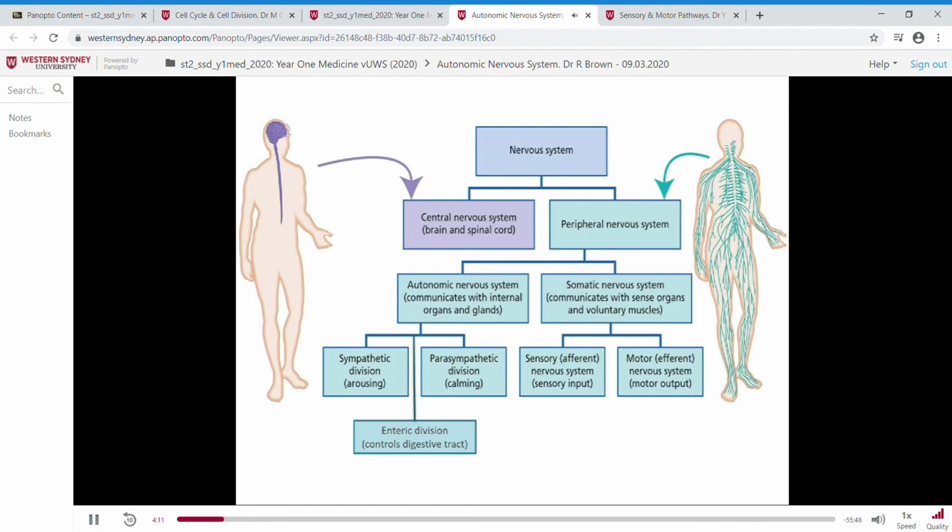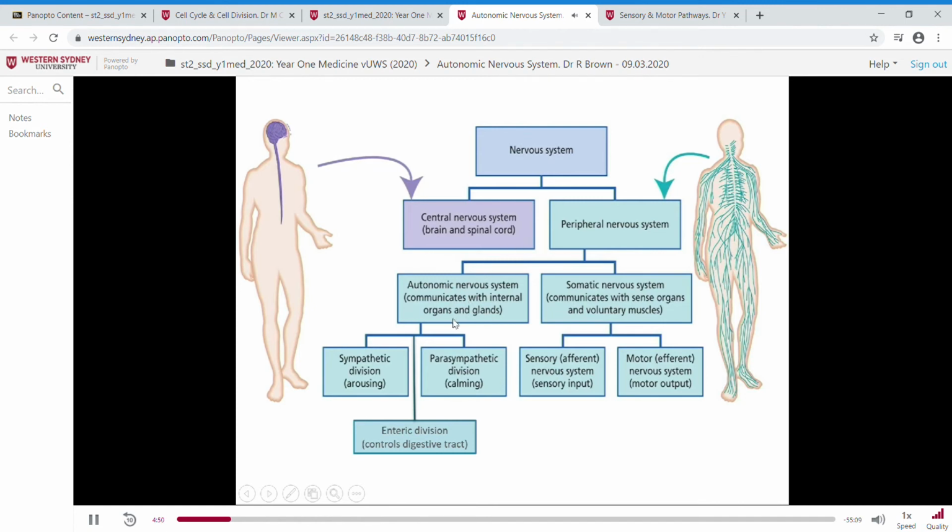So if you have a look at this diagram, there's your nervous system, and that's broken up into 2 sections. You've got your central nervous system here in the purple, which consists of your brain and your spinal cord, and then the peripheral nervous system, which is distributed throughout the entire body, as you can see here. Then your peripheral nervous system is further broken up into your somatic nervous system, so that communicates with the sense organs and the voluntary muscles. And that is further broken up again into a sensory nervous system and a motor, so a sensory input and a motor output.